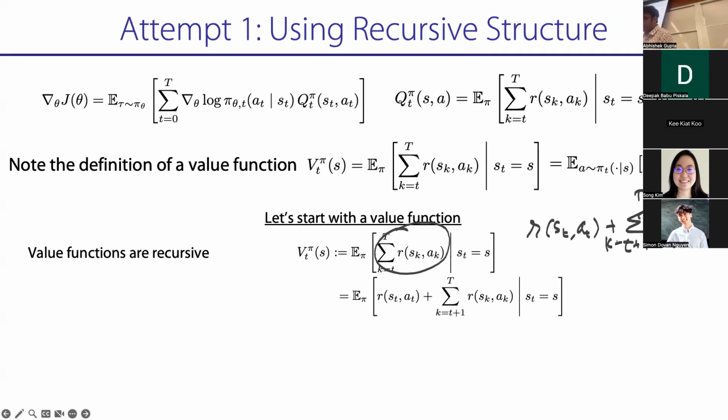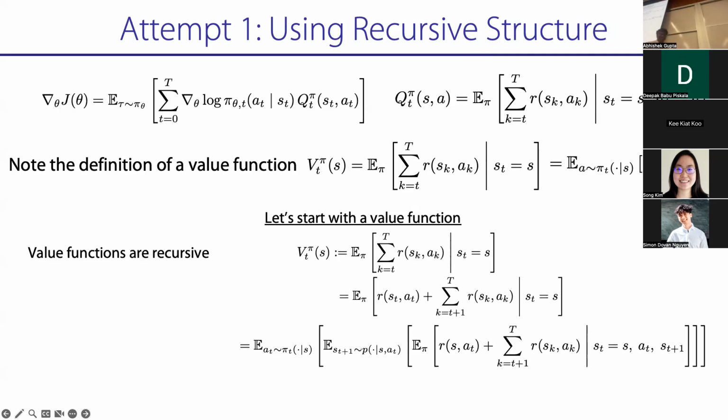So I haven't done any magic yet. I've just separated out the first from everything else. The next somewhat convoluted step is just using the law of iterated expectation. Whenever you have an expectation over two variables, you can write it as expectation over X, of expectation over Y given X, of F. So the law of iterated expectations lets you separate one expectation into two separate expectations.